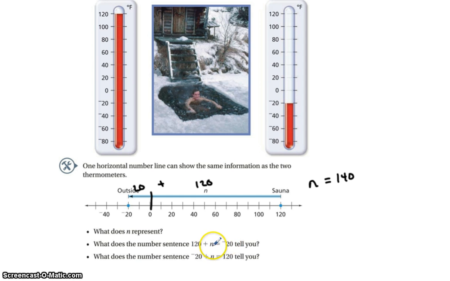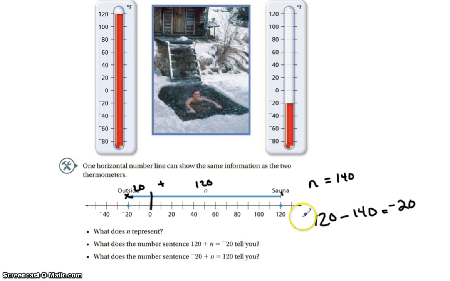So 120 plus n equals -20 tells us that if we add n to 120 to get -20, in order to add the unknown value here to get to -20, we would have to make n negative. So if we start in the sauna and follow the arrow and end up outside, we are actually starting at 120 degrees, subtracting 140, and that would give us -20.